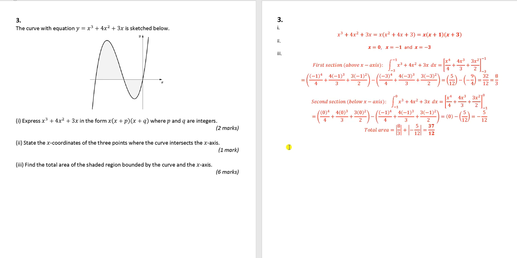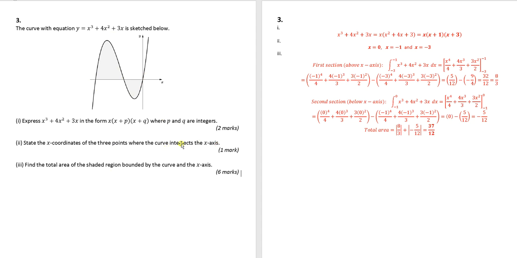So x times x plus 1 times x plus 3. One of the reasons they've asked you to do that is so that you can identify the coordinates, the points where the curve crosses the x-axis. There's the 0, here's the -1, here's the -3.